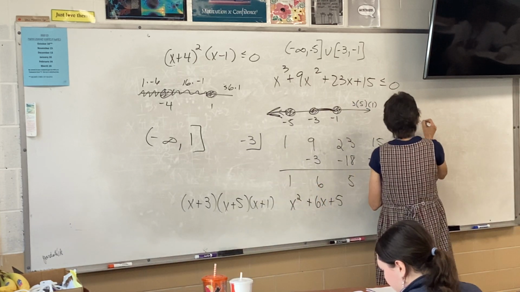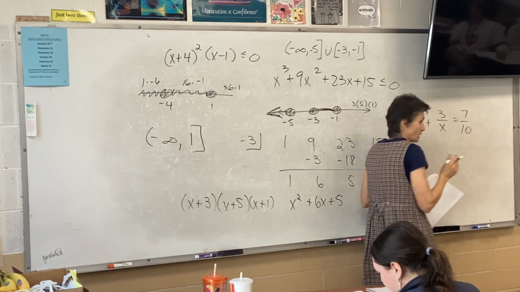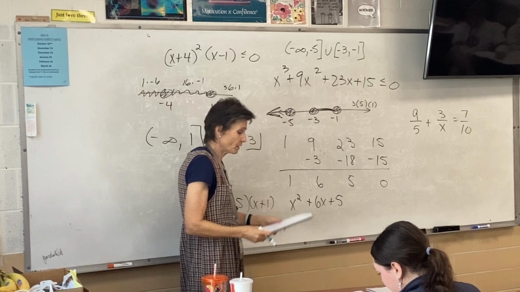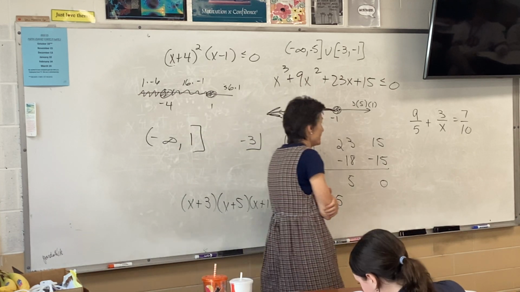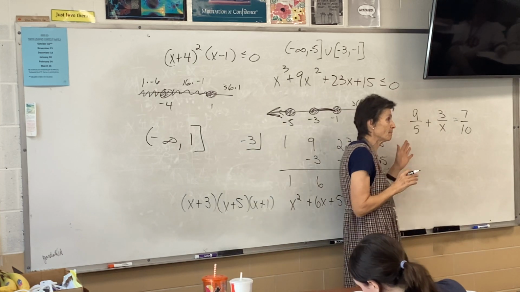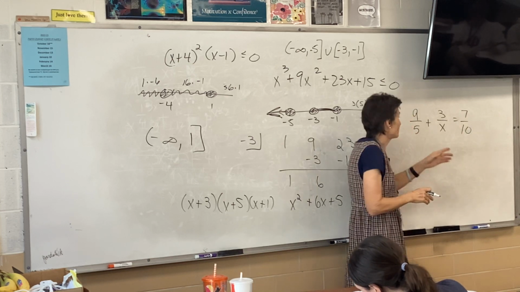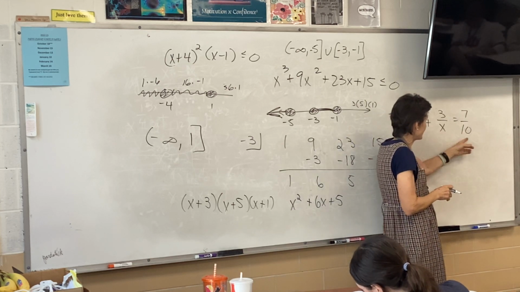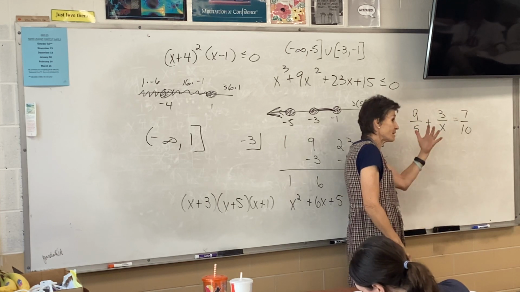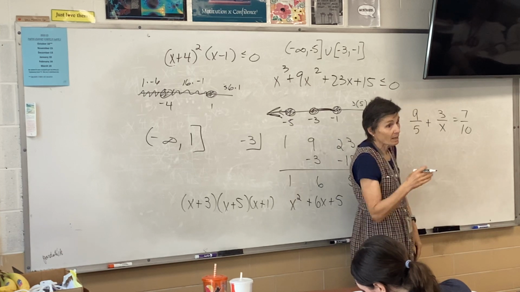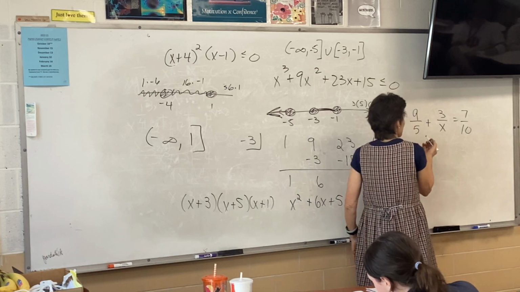This is not an inequality, so you're not going to draw a number line. This is an equation. What are you going to do with it? Get a common denominator. You can use whatever common denominator you want. Any common denominator will work. So when you see a 5, a 10, and an X, you might think 10X. Somebody might think 50X. Somebody might think 100X. It doesn't matter. Any common denominator.